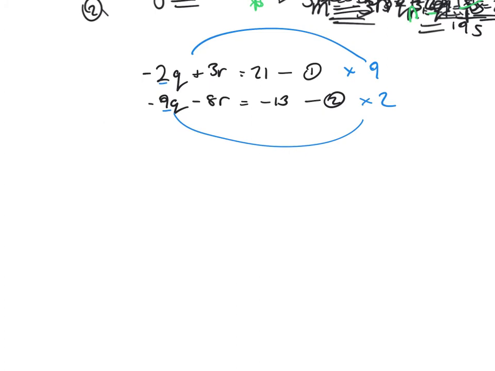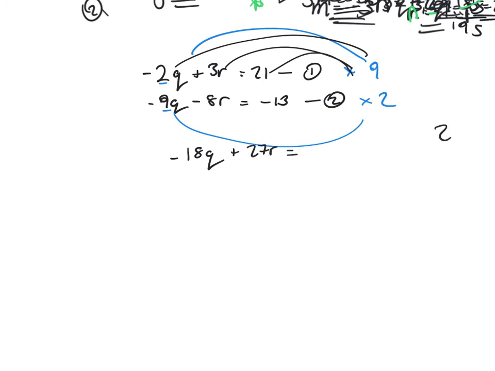So everything in each equation is multiplied by, first of all, 9 for equation 1, and second of all, 2 for equation 2. Okay, so equation 1, minus 2q times 9, minus 18q. 3r times 9, 27r. 21 times 9, take your time, go to the side. 9 ones are 9, 9 twos are 18, 189. Equation 3.